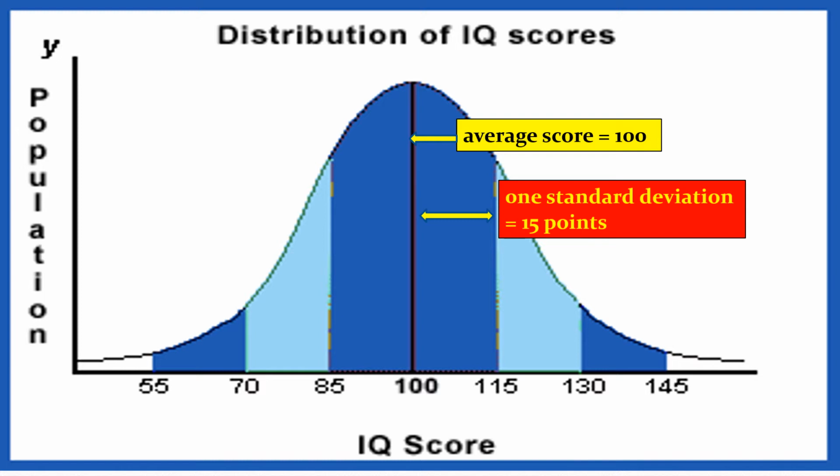If you get a score of 100, that means that you are average for your age group. You were able to solve the average number of problems in each category for your age group. And one standard deviation on an IQ test is 15 points. So if you have a score of 115, it means you're an average amount above average. A score of 130 would be very high, and a score of 145 is ridiculously high. A score of 85 is an average amount below average, a score of 70 is quite low, and a score of 55 is very low compared to other people in your age group.